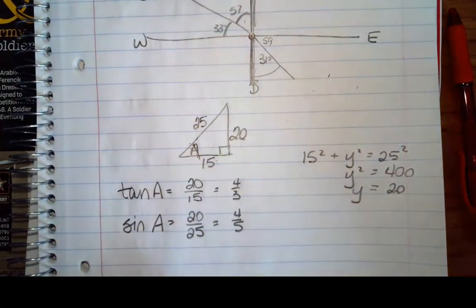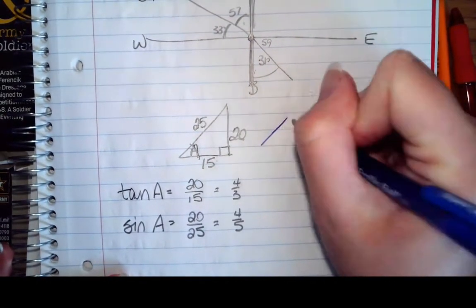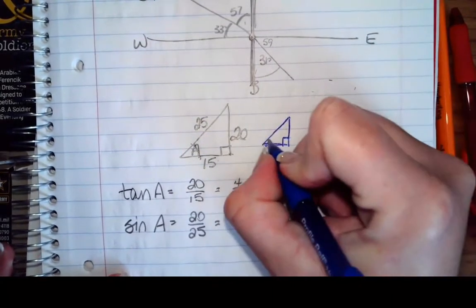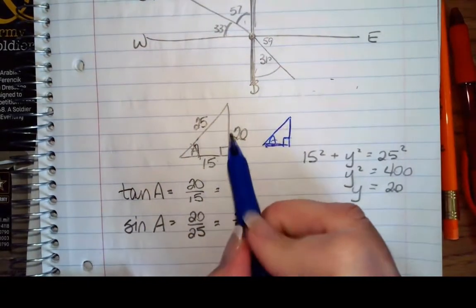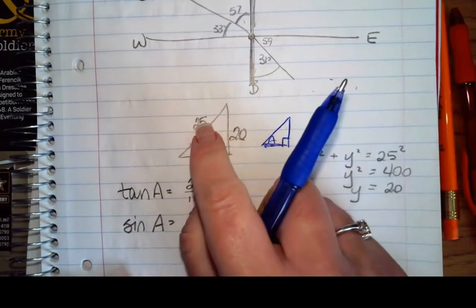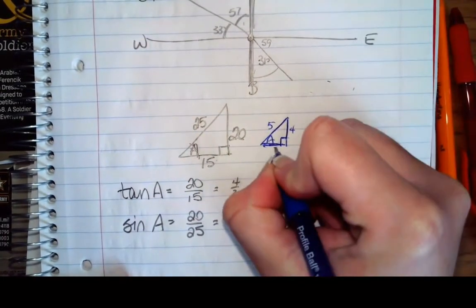Well, I thought, hang on, back up. I don't care what I thought. A similar triangle would be what happens if you divide all 3 of these sides by 5. So if I divide this by 5, this by 5, this by 5, I'll get a 5, 4, 3.